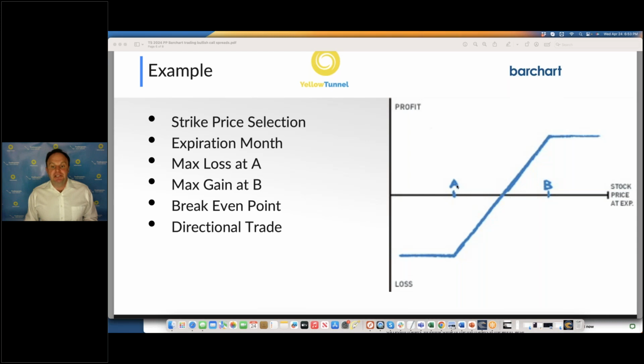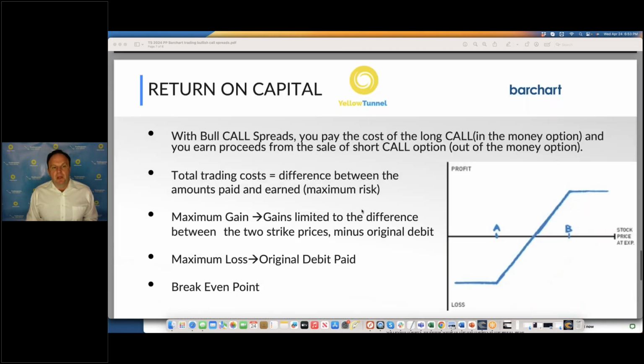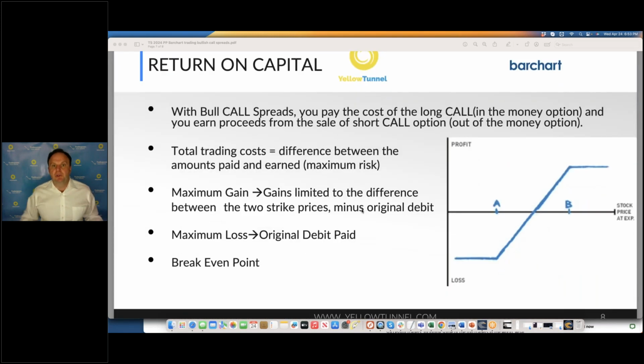The maximum loss if the stock never moves beyond 100, right? Because you're paying a debit spread, you're paying a debit, and if it's below A, then that's your maximum loss. If you reach the short strike 110, you go from 100 to 110, that's your maximum gain. Anything beyond 110, anything beyond point B, and you're limiting your gains. So again, directional trade, return on capital. You need to understand the return on capital and how much risk you're taking.